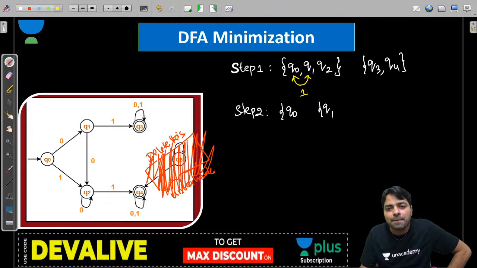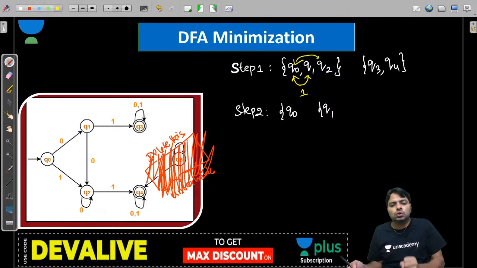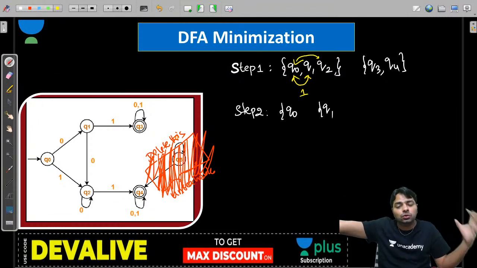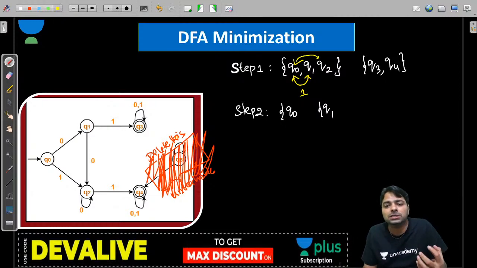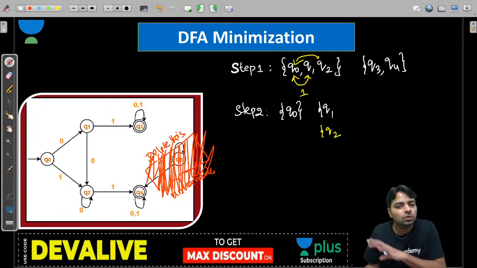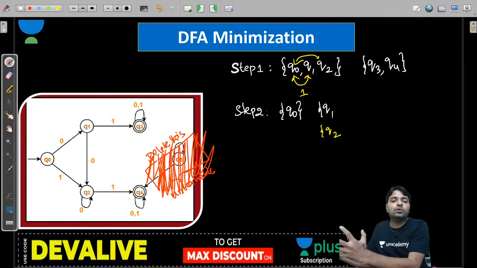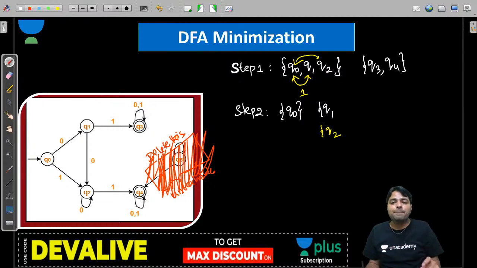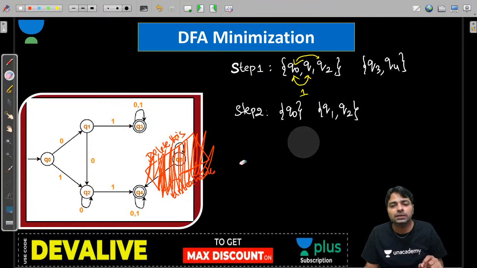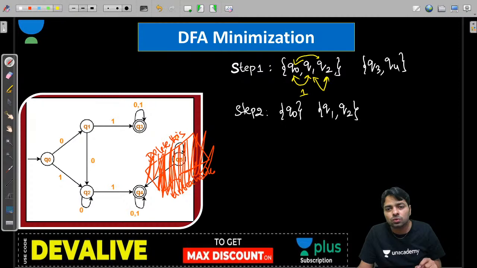And next compare Q0 and Q2. Q0 on 1 goes to Q2, Q2 on 1 goes to Q4. Q4 is in the other set, and Q2 is in this set, so Q0, Q2 must be separated. Q0 is compared with all of them, so close it. Now Q1, Q2 are left out of Q0, so you must compare them. When I compare Q1, Q2, they are working the same. They always go to the same set, so keep them together.